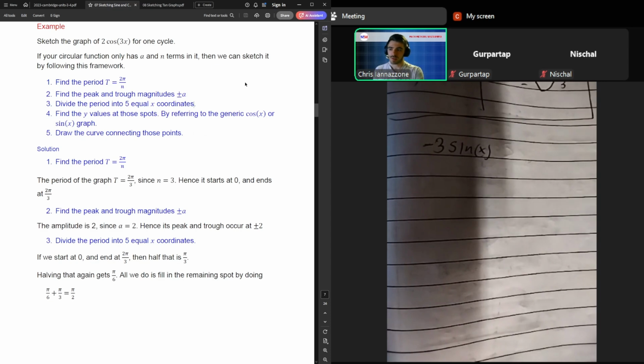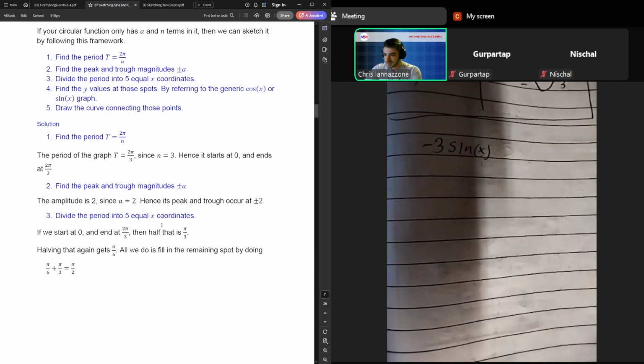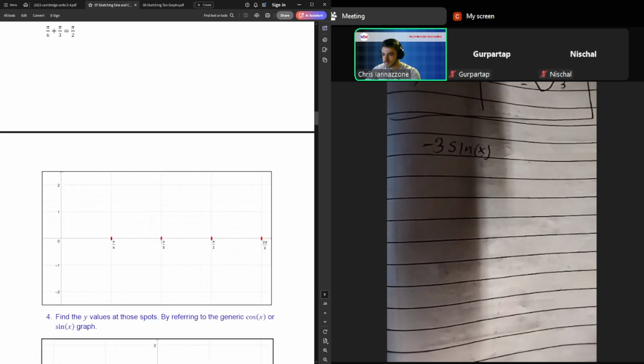We're going to divide the period into 5 equal x coordinates. The easiest way to do that, by far, is you just look at the interval you have. In this case, it's from 0 to 2 pi over 3. Halve it. So you go from 2 pi over 3 to pi over 3. So instead of doing from 0 to 2 pi over 3, you've now got this tick that is pi over 3. Next thing you do, halve it again. That's going to give you the pi over 6 spot. So currently, you would have this, this, this, and this.